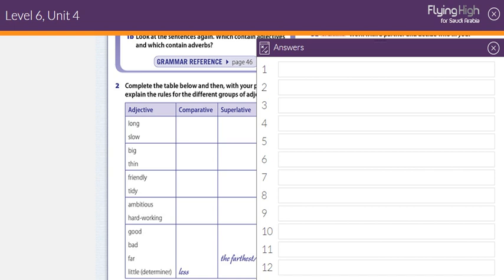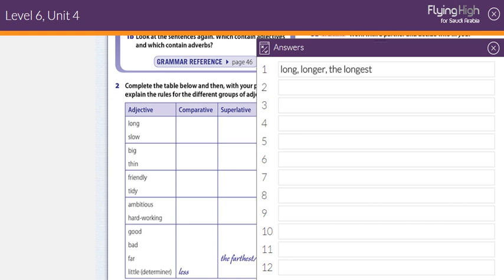Let's start. The first adjective is long. So this is a short adjective. When we use comparative, we use longer, and the superlative of long is the longest. Long, longer, the longest.